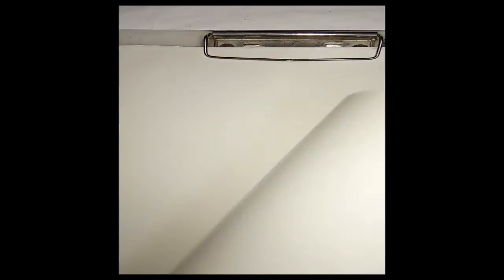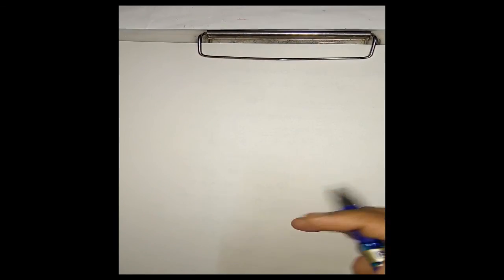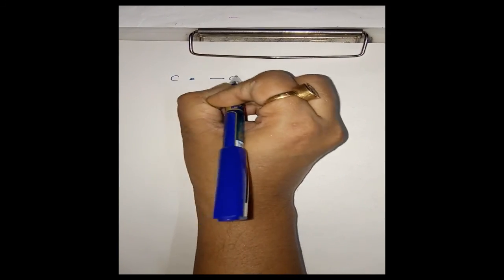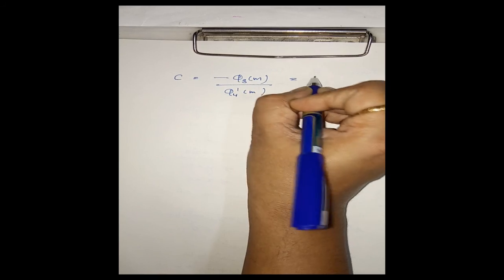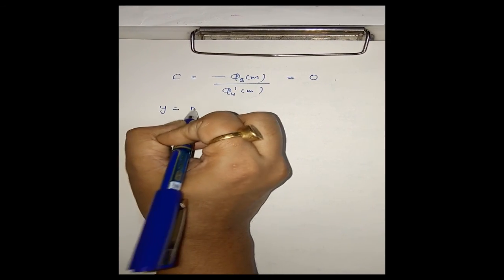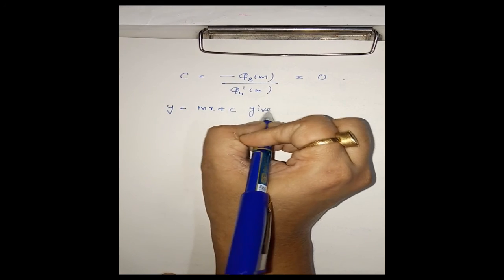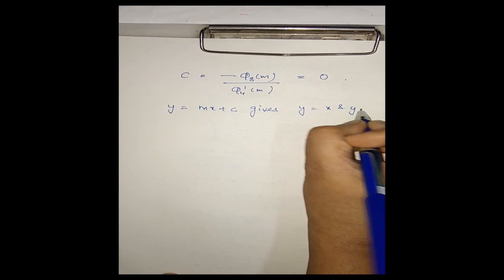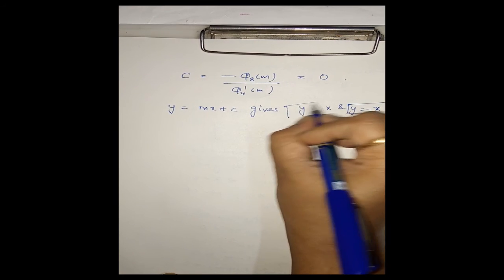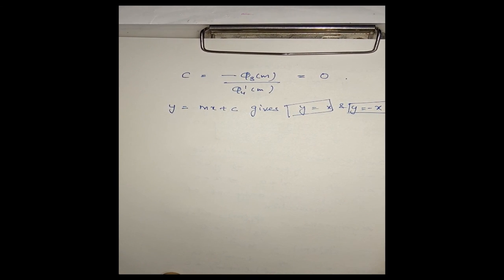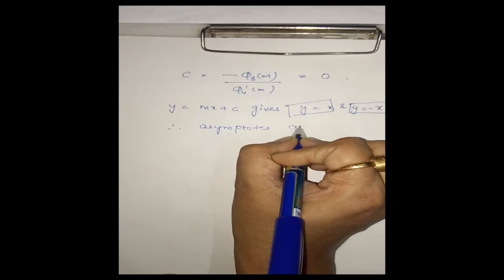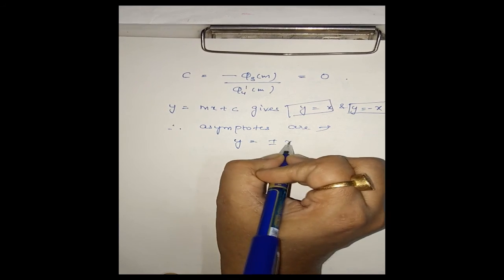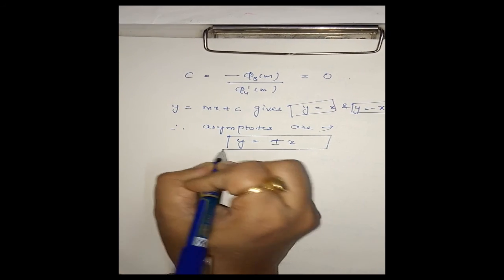Now, the equation giving c is c is equal to minus phi 3(m) by phi 4 dash (m). Now, since phi 3(m) is 0, therefore c is 0. Now, y is equal to mx plus c gives y is equal to x and y is equal to minus x. These two are the asymptotes. Since m is 1 and m is minus 1, therefore the asymptotes are y is equal to plus minus x. These are the two asymptotes of the curve.